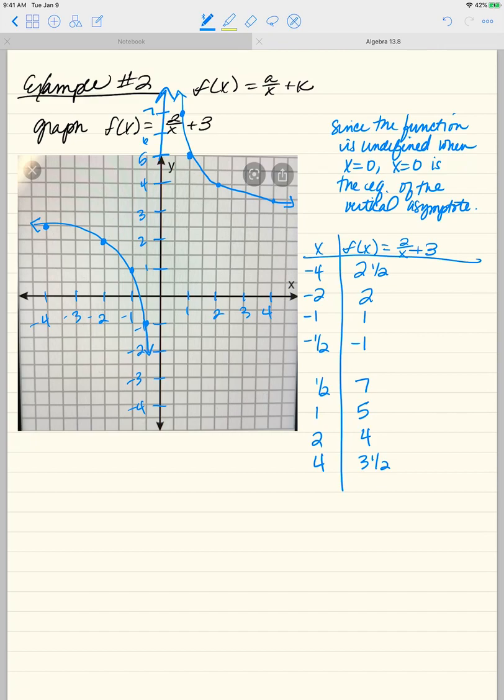All right, now we need to figure out what is our center point of this one, okay? Our center point is at 0, 3. That's the center point of this hyperbola, okay? Observe that the graph f of x is equal to 2 over x plus 3 is the result of translating the graph of f of x is equal to 2 over x 3 units what direction? We moved it 3 units up, okay? The graph center and horizontal asymptote have been moved up to 0, 3.